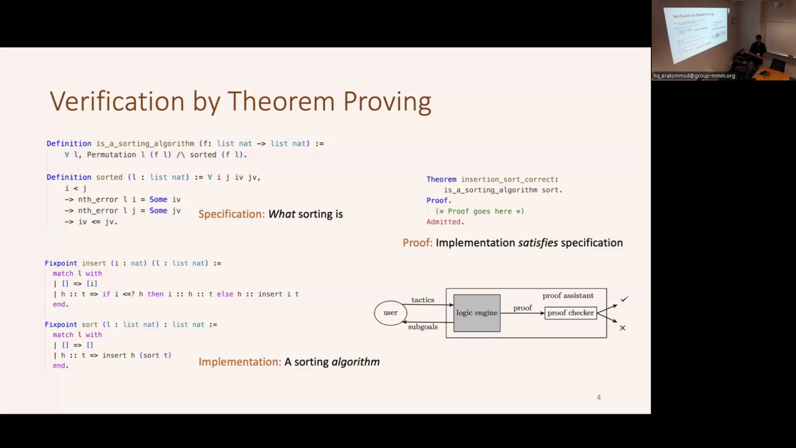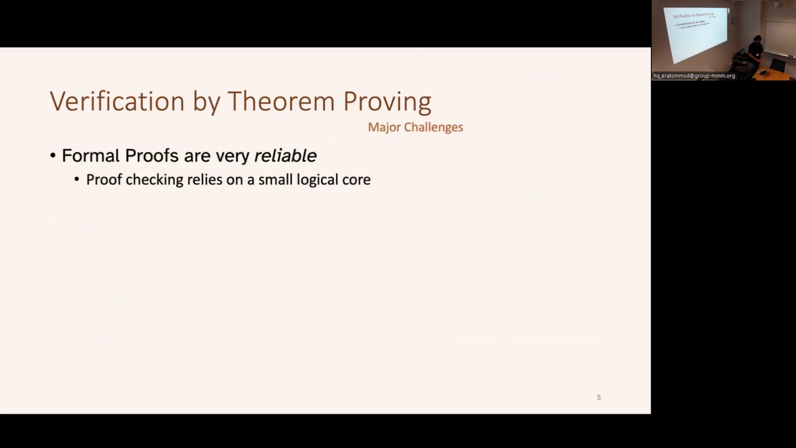So the user interacts with the proof assistant using tactics. And these tactics are things like applying induction or applying a previously proven theorem. And then the proof assistant says whether this step is a legal step in the logical framework or not. And in particular, much of the work that I'm going to present in this talk was done in the theorem prover Coq.